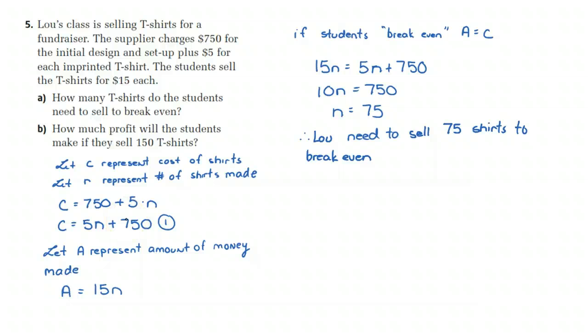Perfect. So then we want to know, if they break even, how many shirts do they have to sell? So I can find the amount of money made by saying A is 15 times N, because if I sell each shirt for $15, 15 times N will give me the amount of money I earn. So if they break even, A is equal to C, so I can set those two equations equal to each other and solve. N is 75. Perfect. Let's do part B.